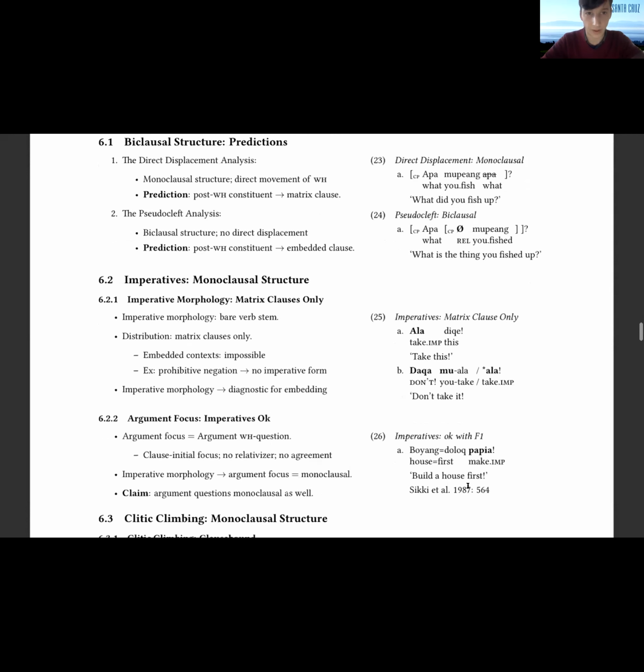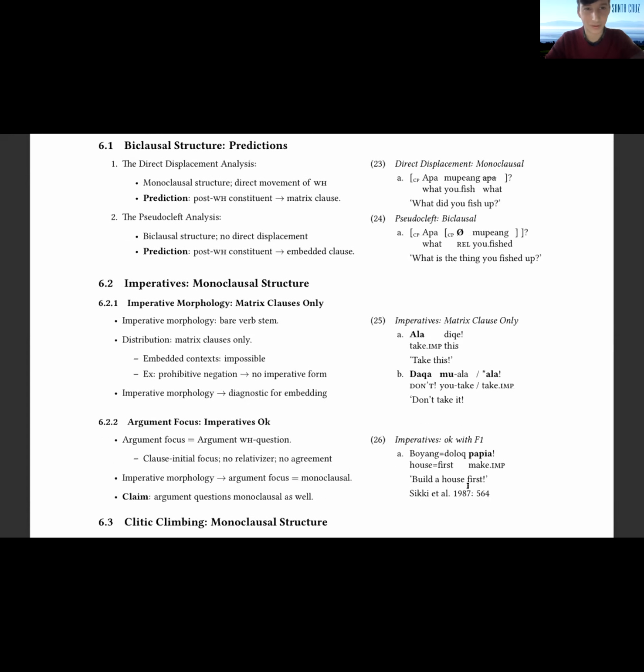Now it's completely possible to have an imperative verb in an argument focus construction. So you can say "build a house first". This is Mondar marriage advice, relevant to millennials. Build a house first before you get married. So you can have imperative morphology in an argument focus construction. That tells you this thing is probably monoclausal and there's not actually a free relative here. The argument extends by analogy to argument questions.